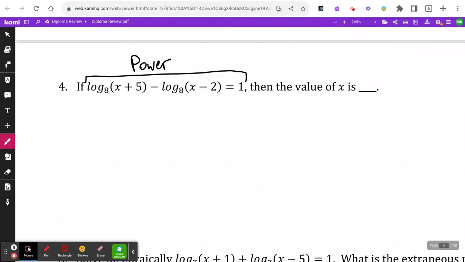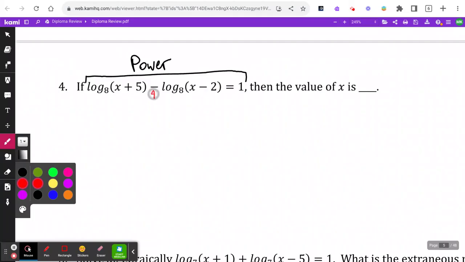So looking at that, I want to get into exponential form. You can only do that if you have one log. We have 2 logs here. But we have log minus a log. And log minus a log is one of our log laws. We can divide those arguments. So it's now log base 8 of x plus 5 over x minus 2. And that is equal to 1.